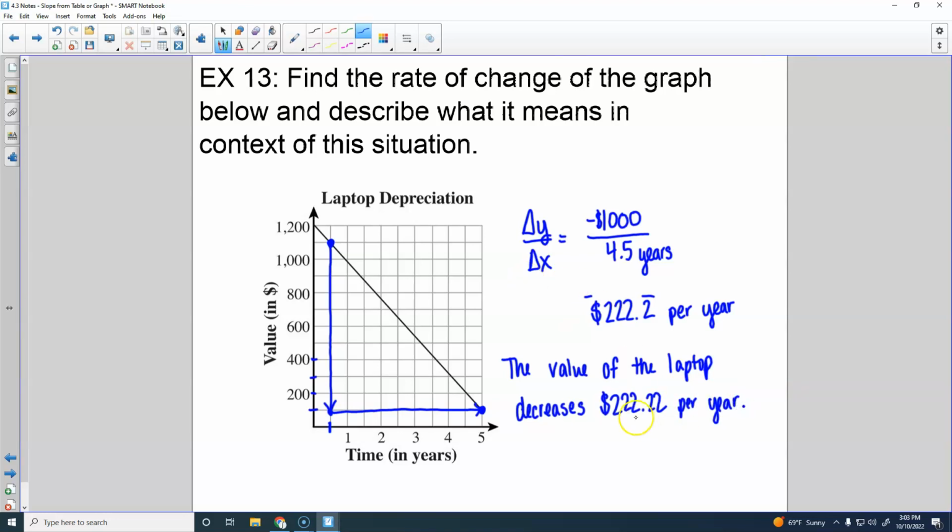Now, notice I did not put negative right here. What takes care of the negative? The word decreasing, right? That tells me it's negative, so I don't have to use the actual negative. In fact, I don't want to because it would be wrong. Okay. All right. So we did not get through this quite as quickly as I was hoping.